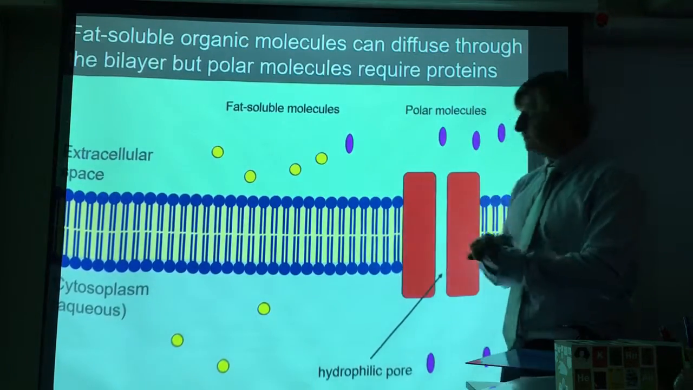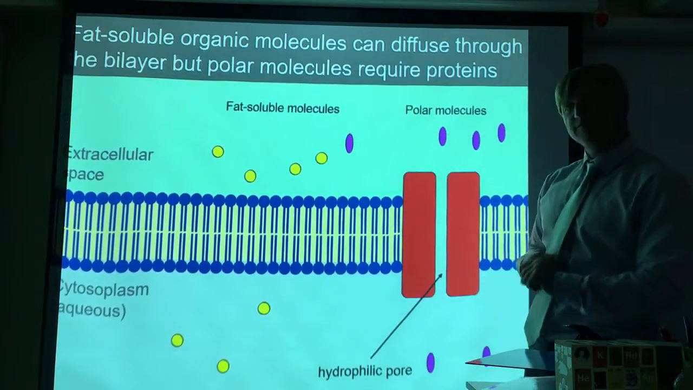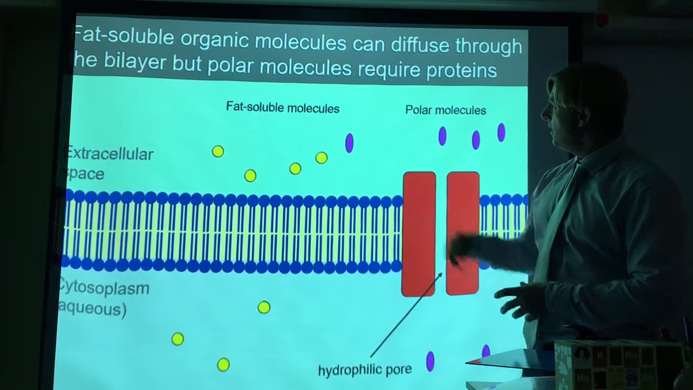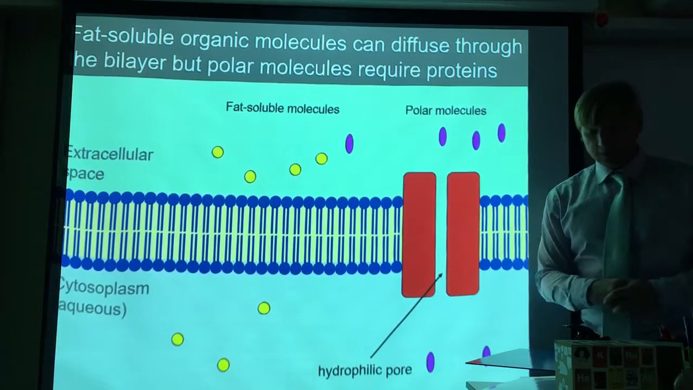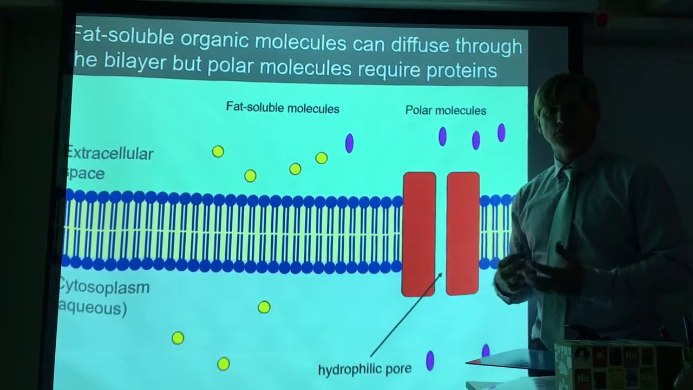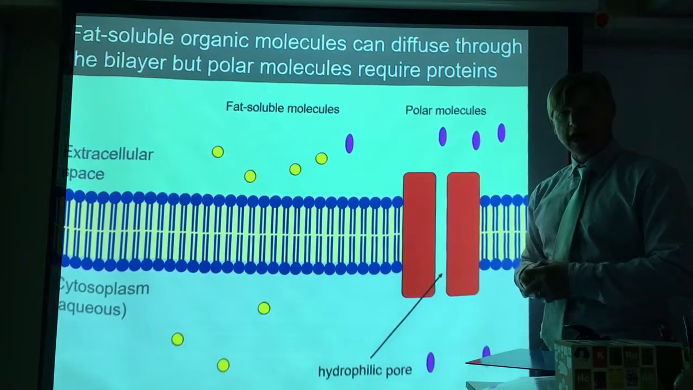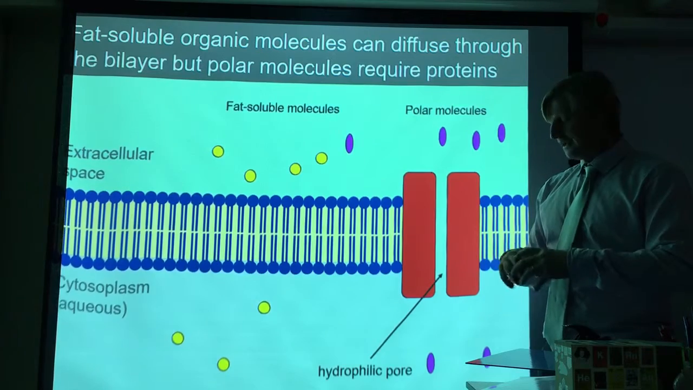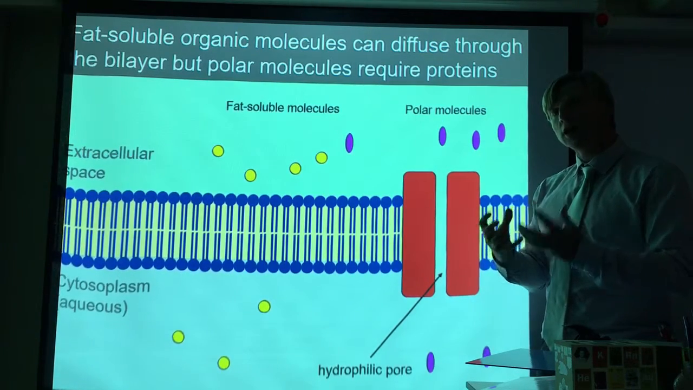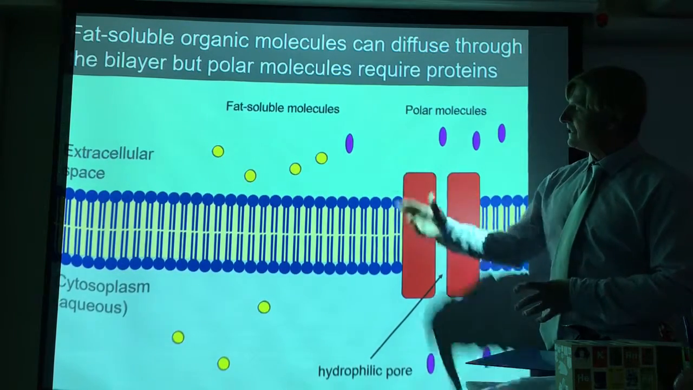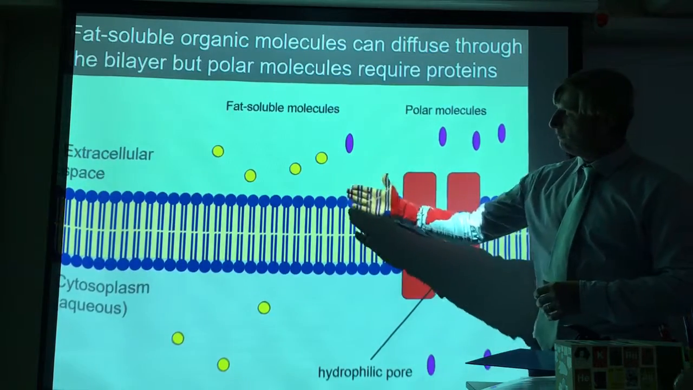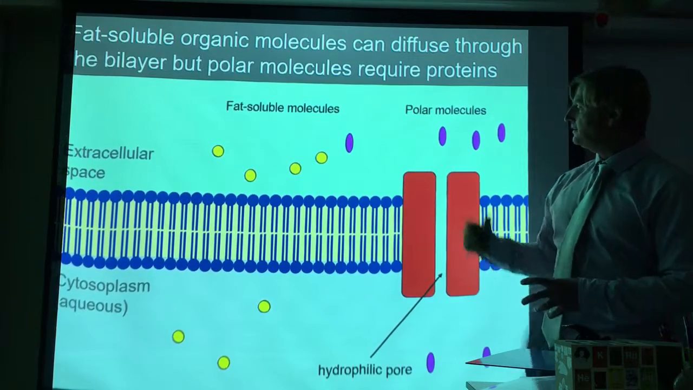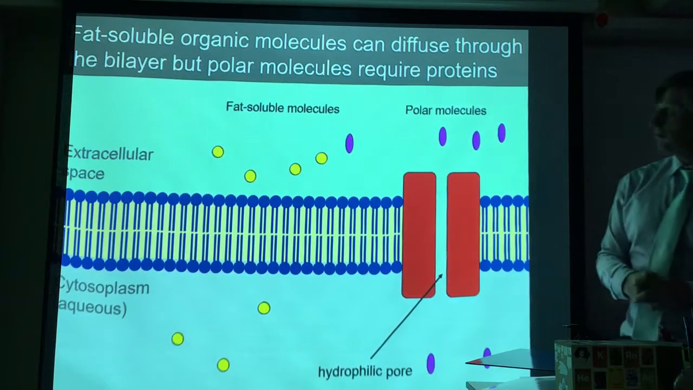The next one, though, so we've got fat-soluble molecules, and we've got very small non-polar molecules like oxygen, which is a crucial one. Then we've got polar molecules. Now, when I say polar molecules, I'm talking about things like ions. Imagine sodium ion, Na+. Now, Na+ will interact with water, and it will form actually quite a clunky hydrated ion. And anything charged will not be able to interact with the lipid part of the bilayer. And so we need to have a channel protein.